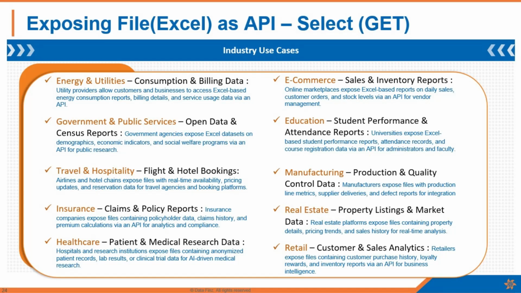Exposing Excel files as APIs using the GET method enables industries to share critical data like energy usage, sales reports, and research insights, making real-time access and analysis more convenient.